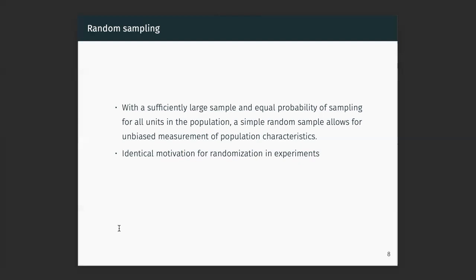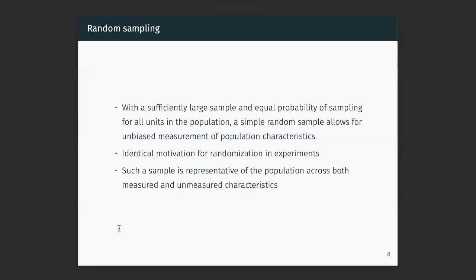So we have an identical motivation for randomization in experiments, right? With a simple random sample and a sufficiently large n, our estimate of the sample average treatment effect will be unbiased relative to the truth, which we can't observe, right? But we could make our guess about the counterfactual, right? And then average over our treatment and control groups to get our sample average treatment effect, difference those. If we've randomized exposure to treatment, we will have an unbiased estimate of the sample average treatment effect, right?